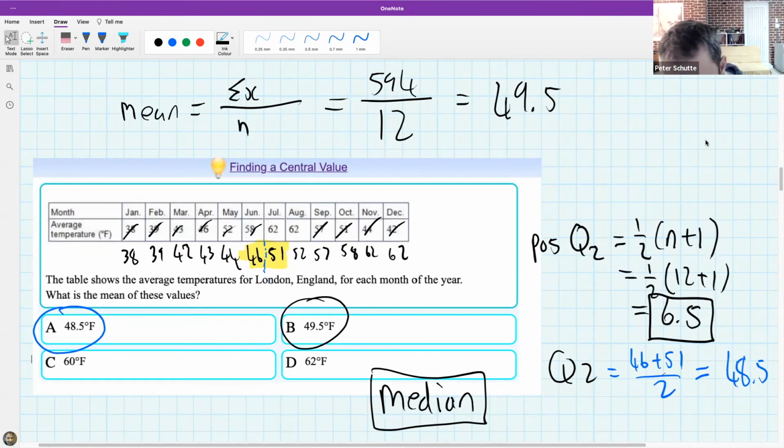So the good news is the position formula doesn't get frightened of fractions. All it means is that we take the average between the two numbers that are closest if we're finding the median.